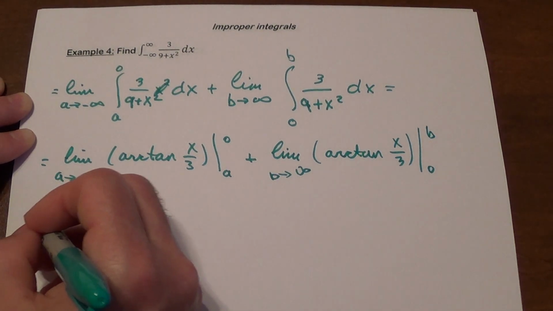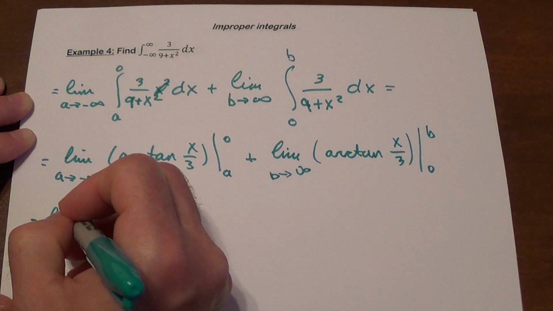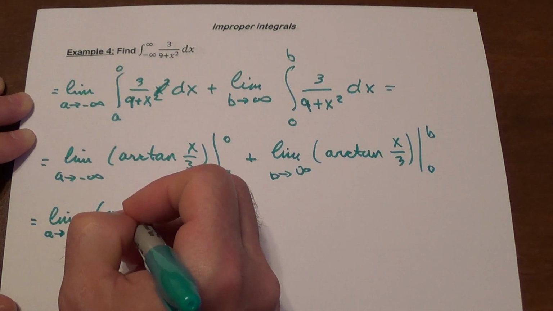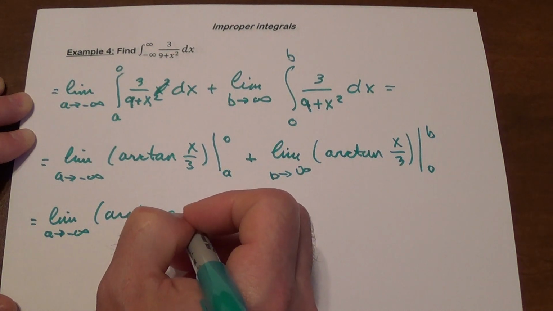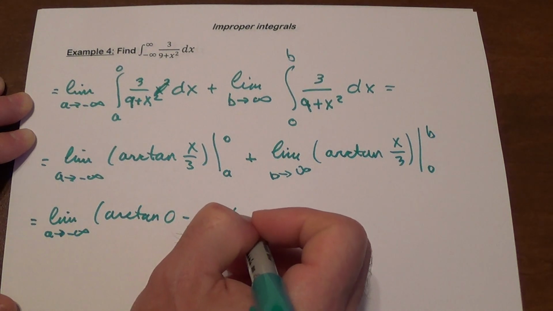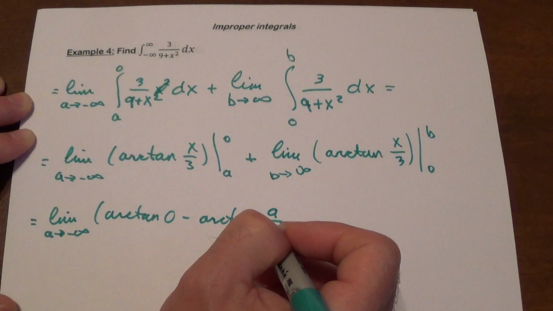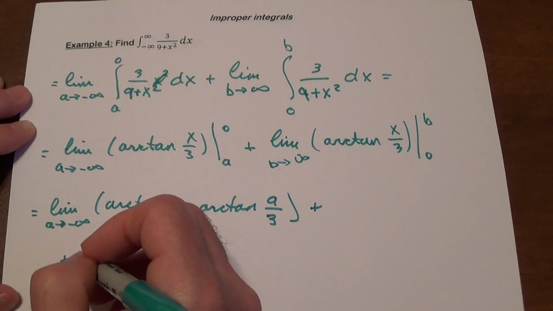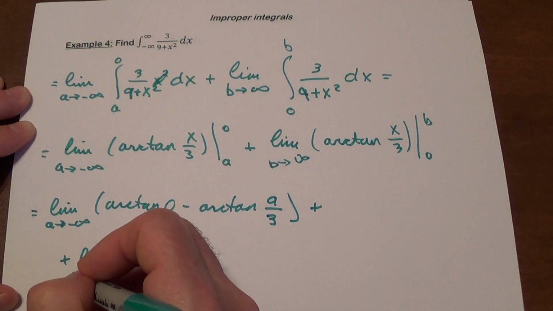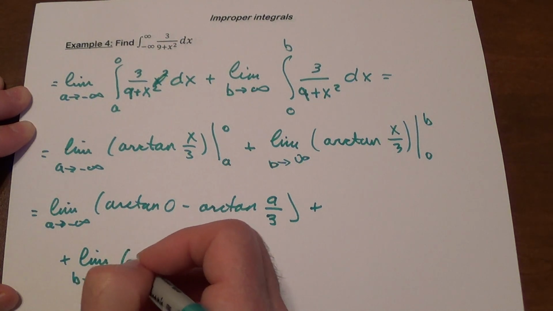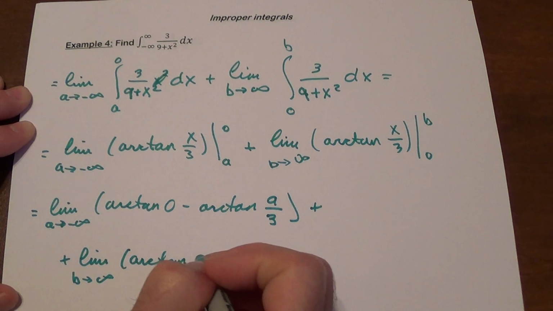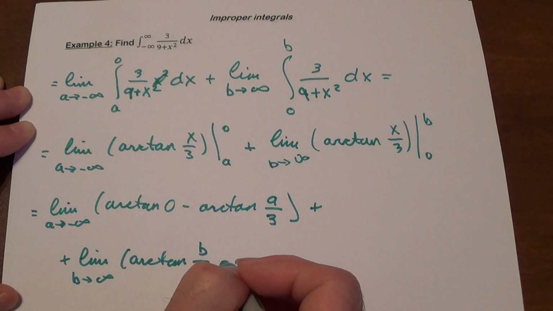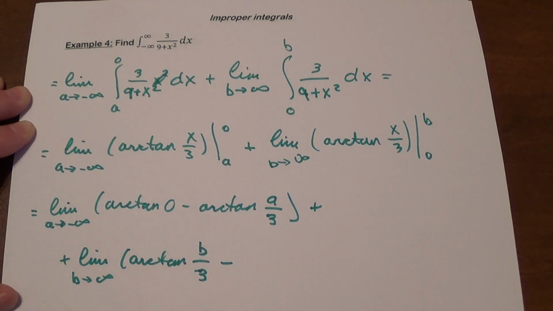So we're going to have the limit as a approaches negative infinity of arctangent 0 minus arctangent a over 3, plus the limit as b approaches infinity of arctangent b over 3 minus arctangent 0.